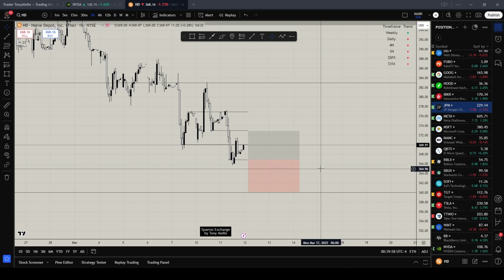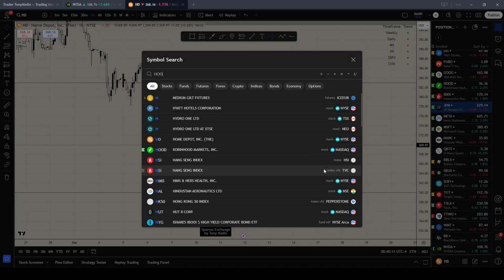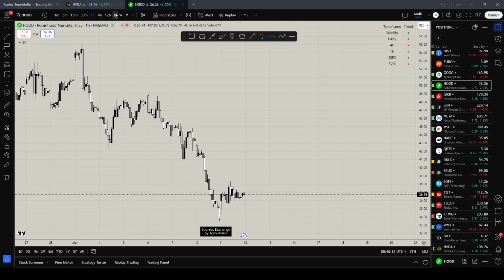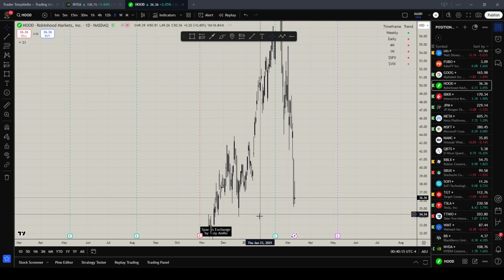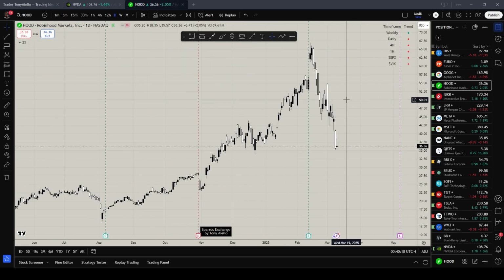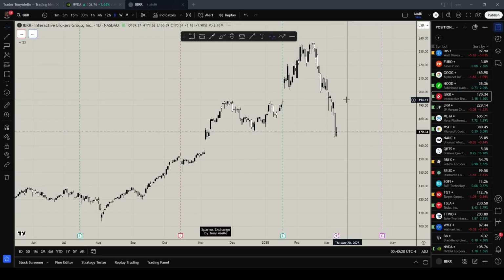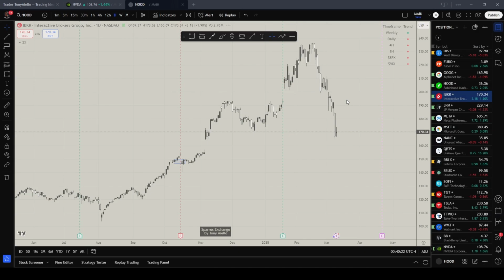What else? Let me look at Hood real quick. It's Robin Hood. Okay. Hang on, I just want to check something. Does IBKR look like that? Yeah, it does. Of course it does.